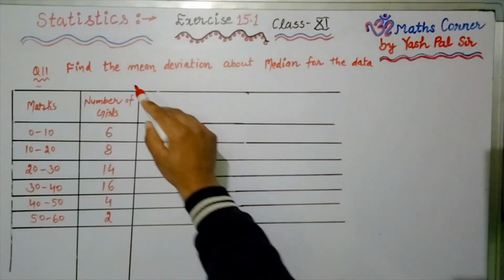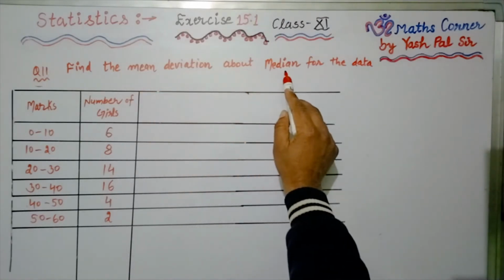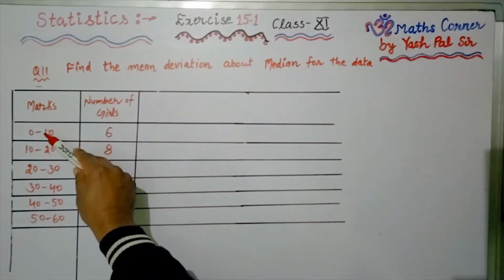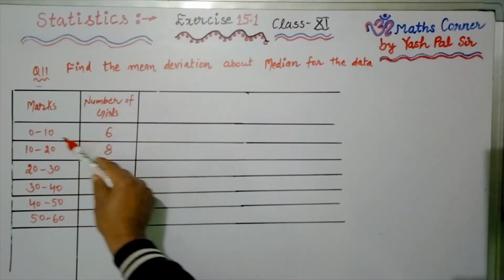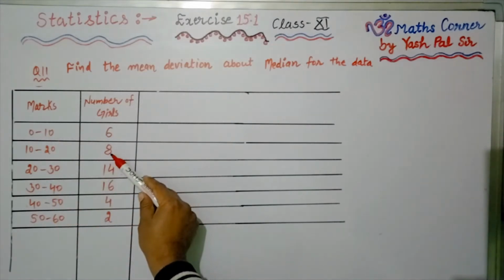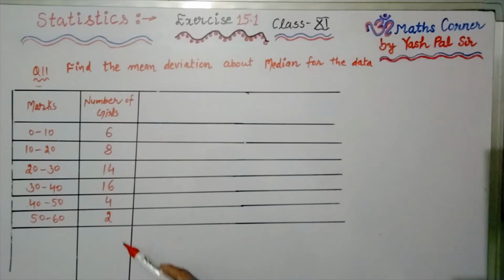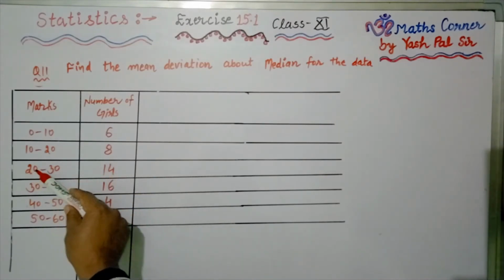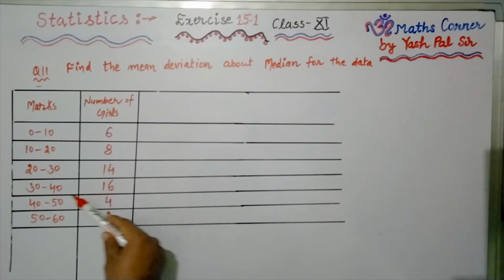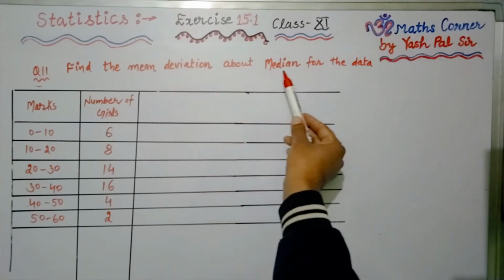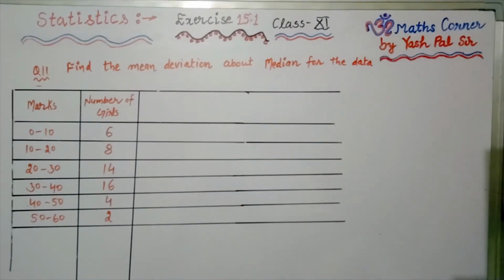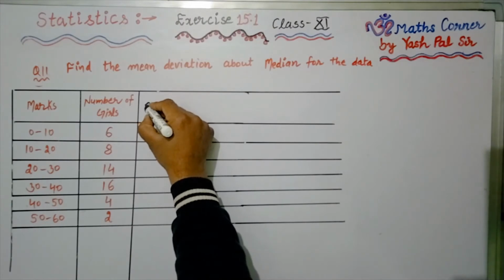Question number 10 is over. Now the next question. Question number 11: find the mean deviation about median for the data. Marks, number of girls: 6 girls obtained 0 to 10 marks, 8 girls obtained 10 to 20 marks, 14 girls obtained 20 to 30 marks, 16 girls obtained 30 to 40 marks, 4 girls obtained 40 to 50 marks, 2 girls obtained 50 to 60 marks. Find the mean deviation about median.